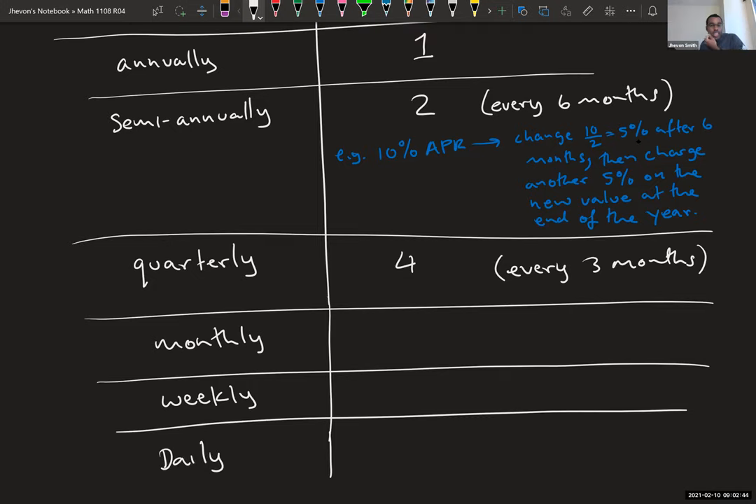Now, of course, there's the issue of, oh, is it a leap year or whatever? But these are the standard numbers, right? They don't count leap years. Like monthly means 12 times per year. Weekly means 52. Daily means 365. They don't go with the 365.27. Like they don't care about the actual year, right? These are just the standard numbers that are used. Okay, so you should actually know that.